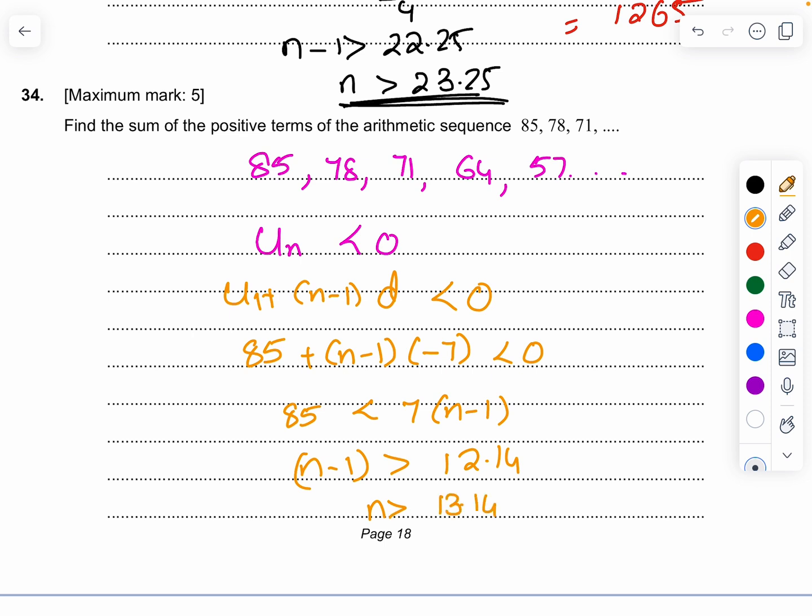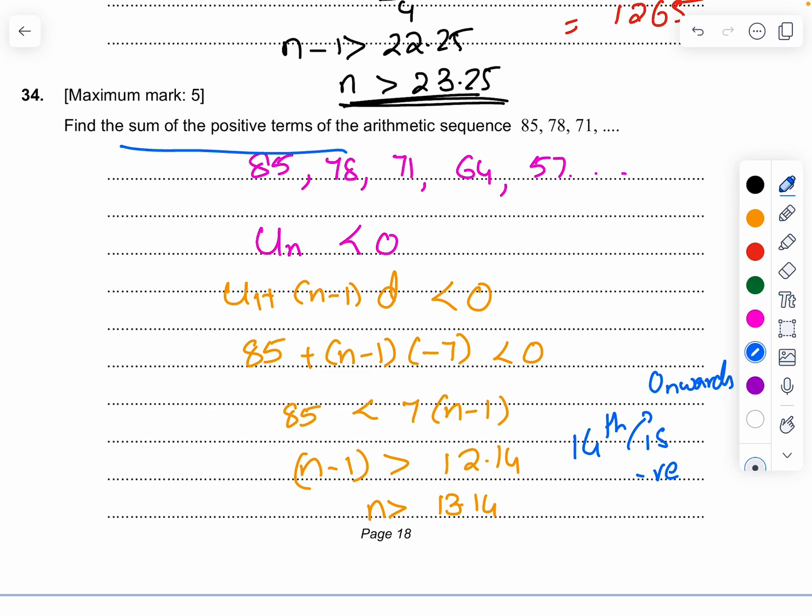So the 14th term, 15th term will keep on being the negative terms. So till 13 terms, it's going to be positive. So we come to know that the 14th term onwards is negative. So there are 13 terms which are positive terms. So I'm going to find only S13, because it's asking only for the sum of the positive terms.